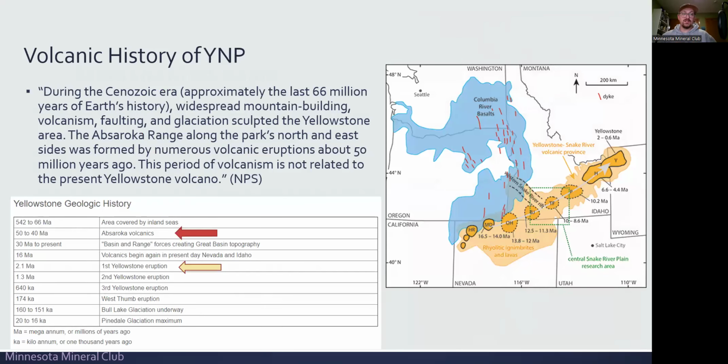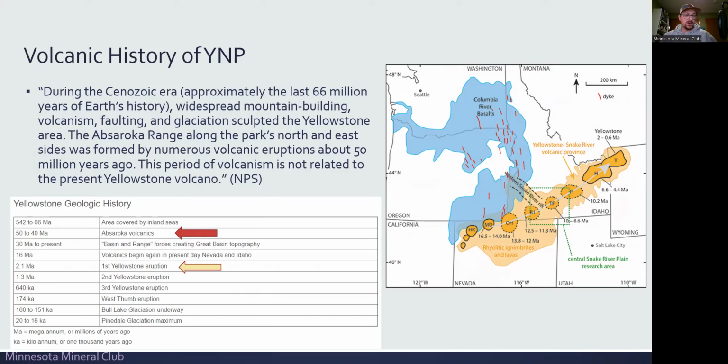So going through then sort of the history of the Yellowstone National Park area. This is taken from the National Park Service. During the Cenozoic era, which is approximately the last 66 million years of the Earth's history, there was widespread mountain building, volcanism, faulting, and glaciation, which sculpted the Yellowstone area.